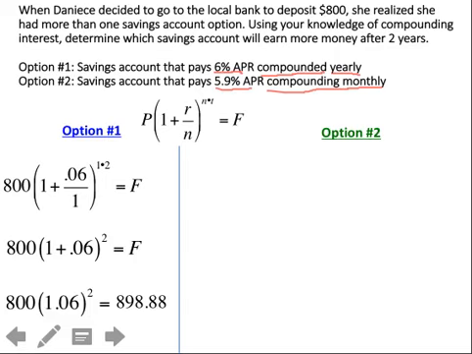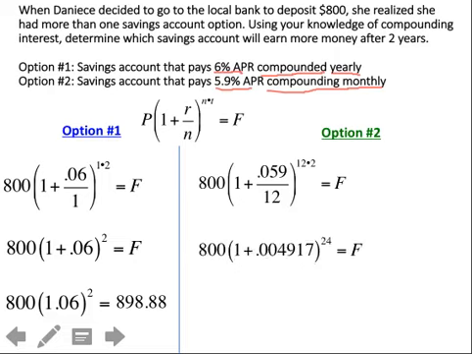Now let's take a look at option number 2. When I do the substitution, I'm going to get 800 times (1 plus 0.059, because it's 5.9% APR). But this time I'm dividing it by 12. And the reason I divide it by 12 is because it's compounded monthly. So I get my interest 12 times a year. But similarly, I'm going to leave my money in the account for 2 years. So that means I'm going to get paid 2 times 12 times, because I need to figure out how many months are in 2 years.